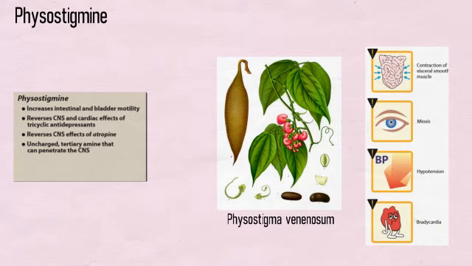So the next drug is neostigmine. It is very similar to physostigmine, but the difference is that neostigmine is more polar, so it is not going to cross the blood-brain barrier and enter the CNS. The duration of action is also very similar, from 30 minutes to 2 hours.